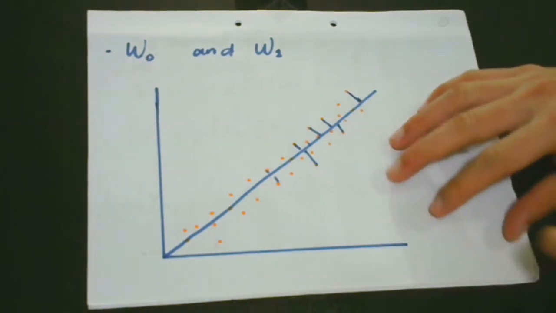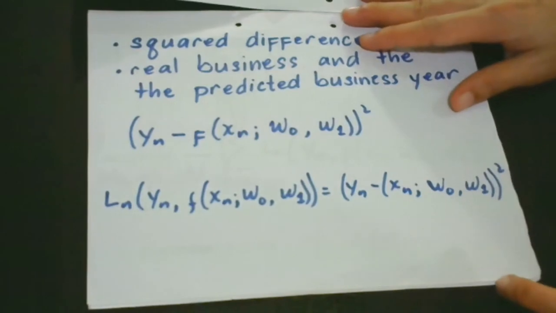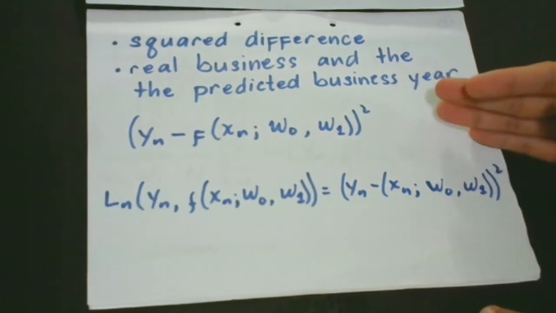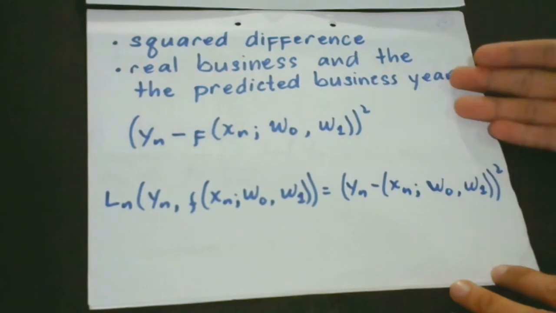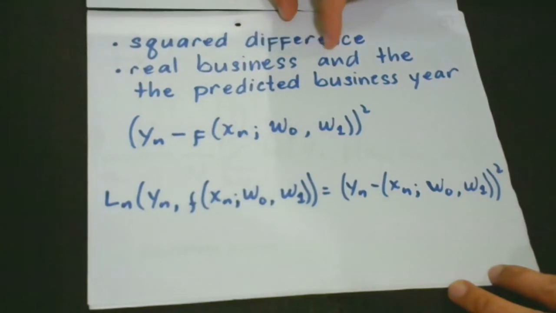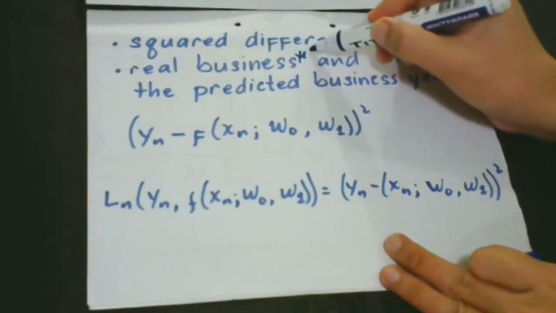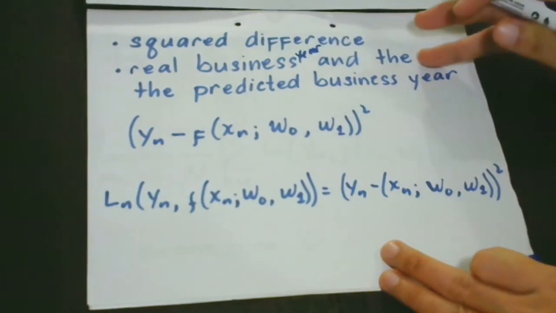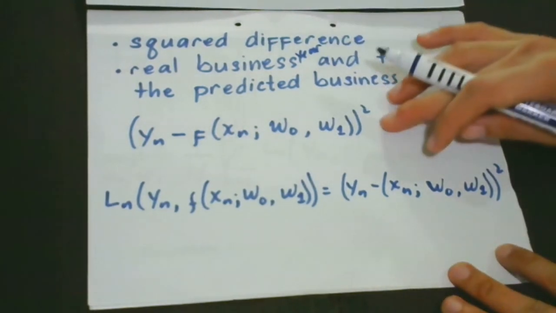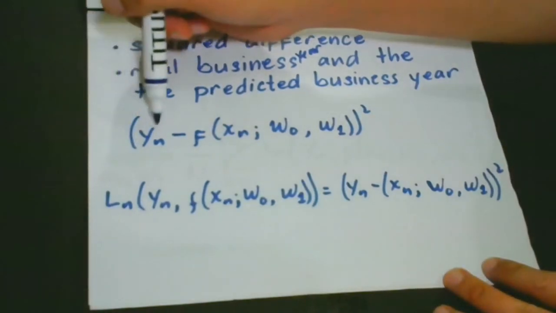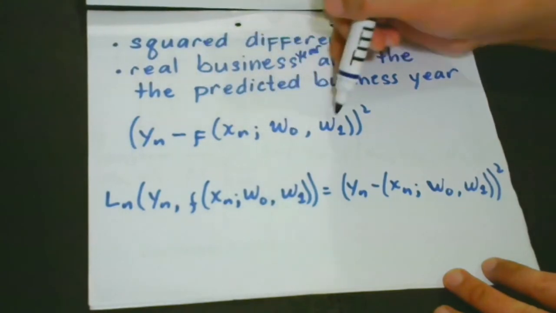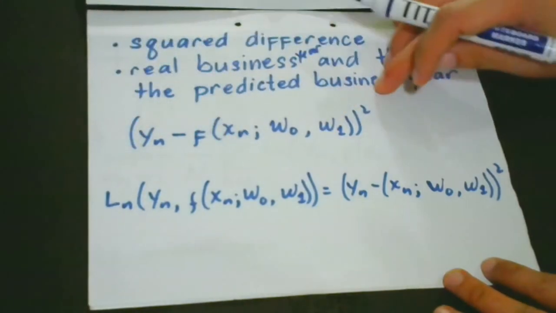The squared difference is one of the common ways used to measure how close a certain model gets to data points. Using our example in lesson 17, it is the squared difference between the real business year, let me write here, year, and the predicted business year of the model. This situation is represented by this statement: we have yn, or year n, minus the function that acts on x with parameters w0 and w1. The result of this is squared.